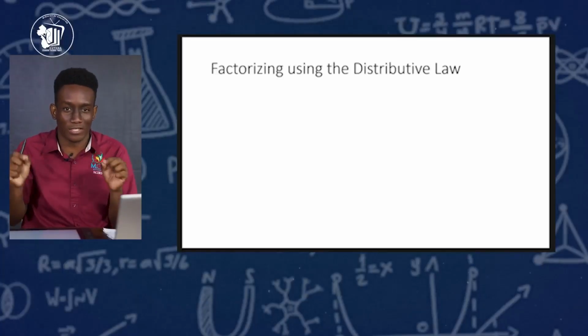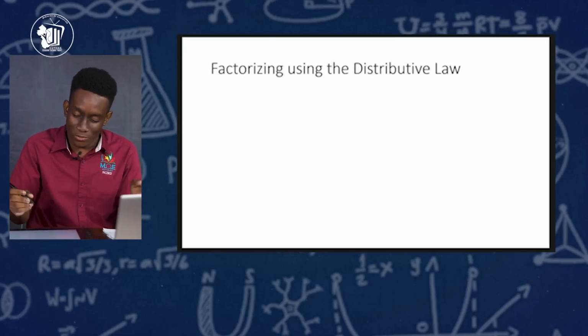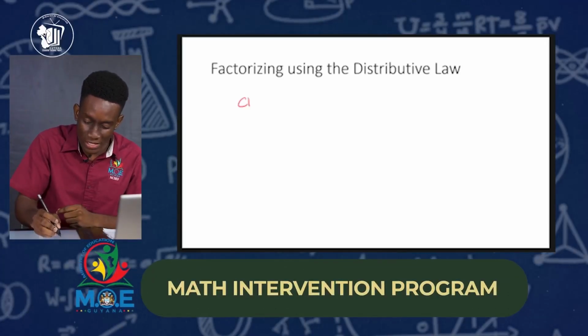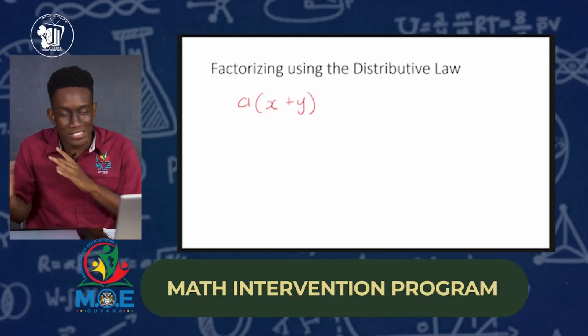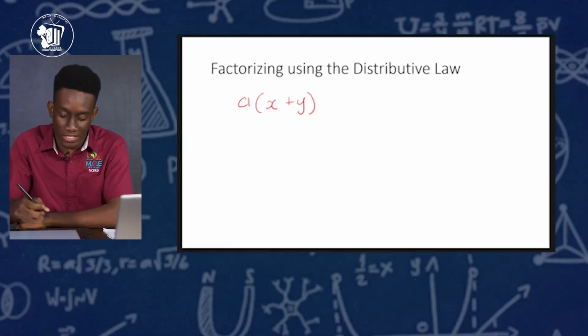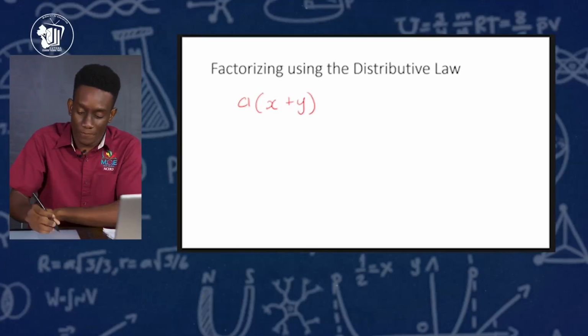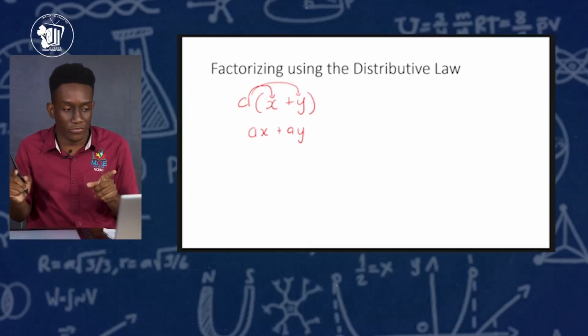So let's head into the fourth way that we learn to factorize, which is the distributive law. Before we head into this method, of course, we must recap what the distributive law is. Let's say we have A, open bracket, X plus Y, and we're asked to simplify this. The distributive law tells us that this A has to multiply all the terms in the bracket because that A is directly outside the bracket. So A times X gives us AX, and A times Y gives us plus AY. And there we have used the distributive law.